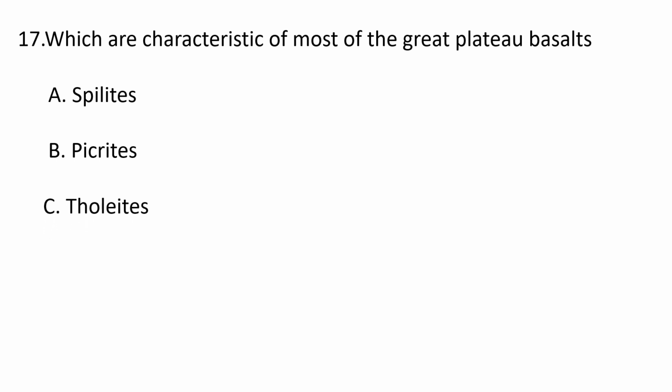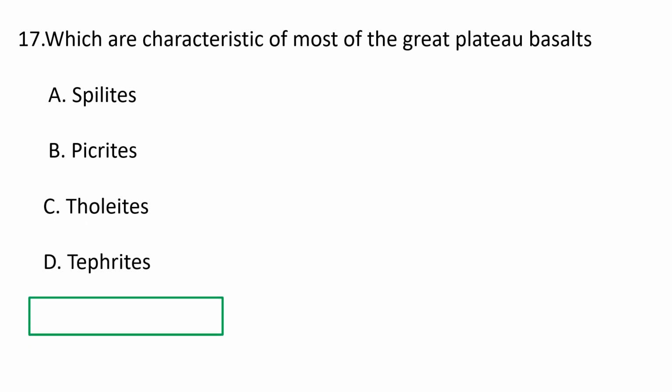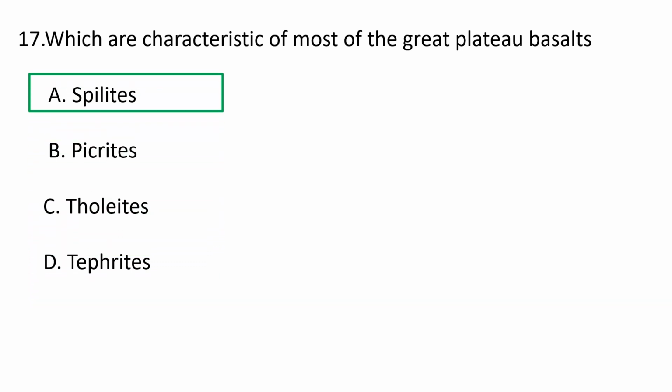Spilite is a fine-grained or dense extrusive igneous rock. It is also known as a volcanic rock, and that is usually free of visible crystals and is commonly greenish or greyish in color. Spilites are of basaltic character but contain the feldspar albite in place of the normal labradorite. So, the characteristic of most of the great plateau basalts is spilites. A is the correct option.